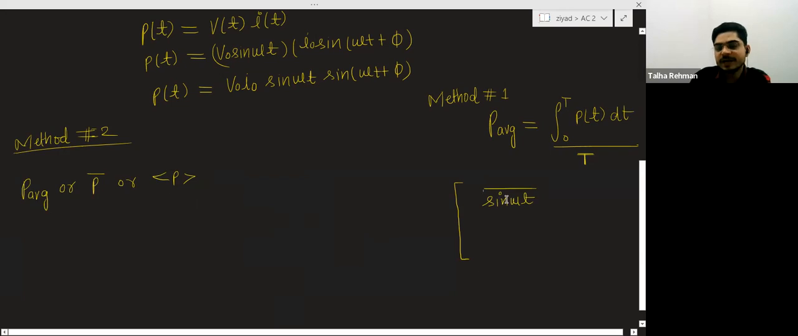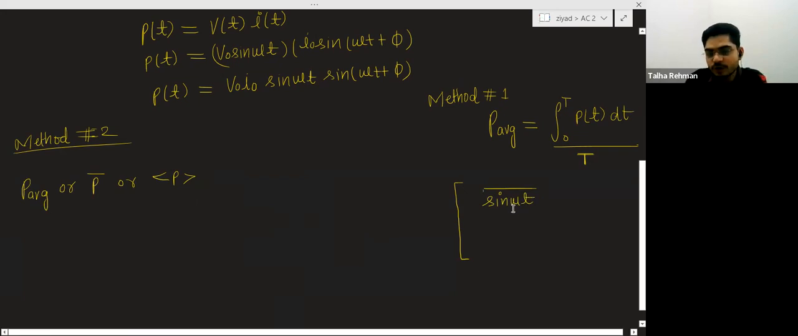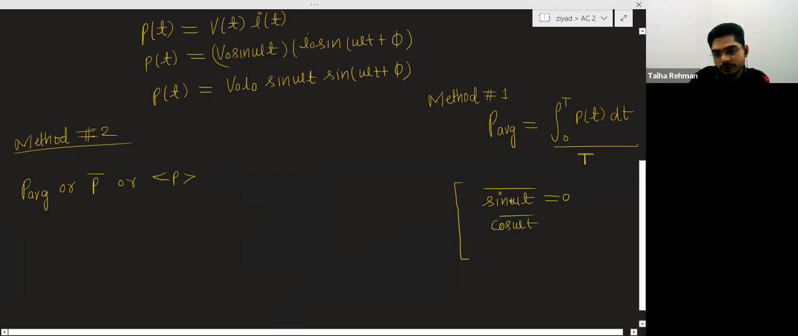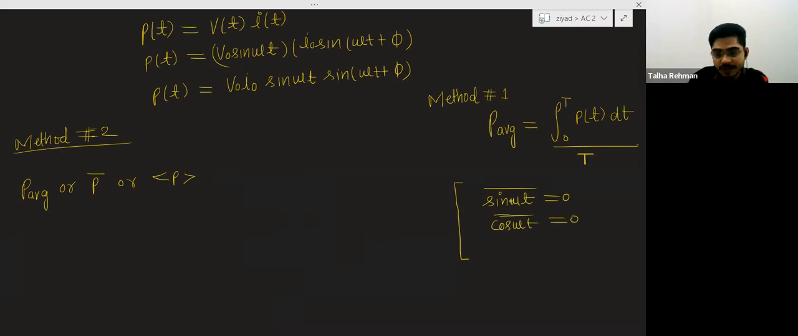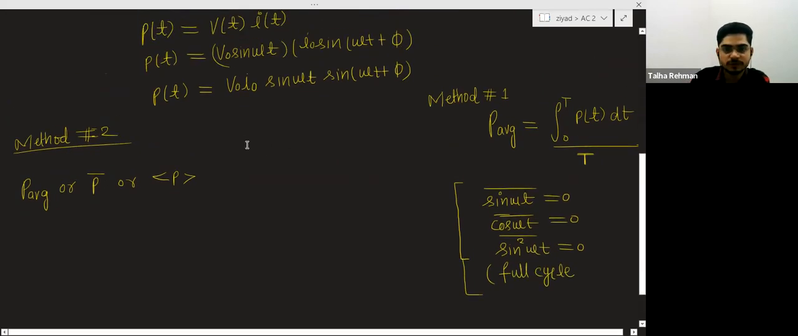The average value of sine omega t for a full cycle is equal to 0. The average value of cos omega t for a full cycle is equal to 0. This bar means the average value. The average value of sine square omega t for a full cycle is equal to half. These all values are valid for a full cycle. So this thing we should know.